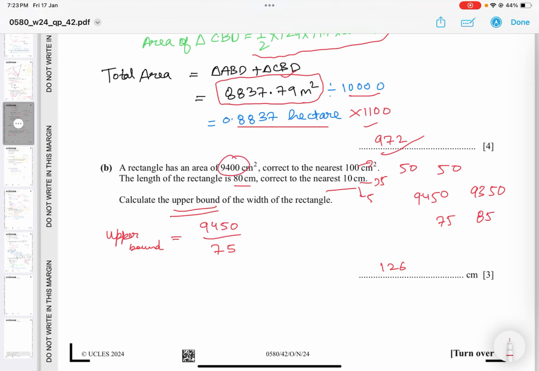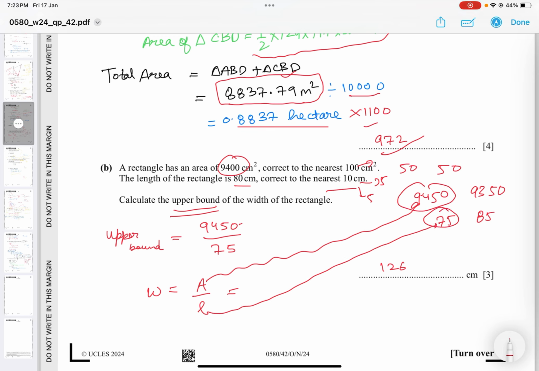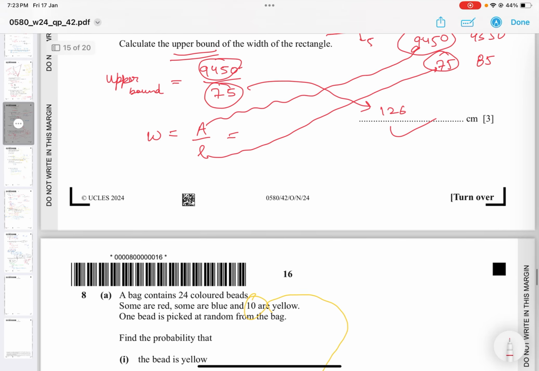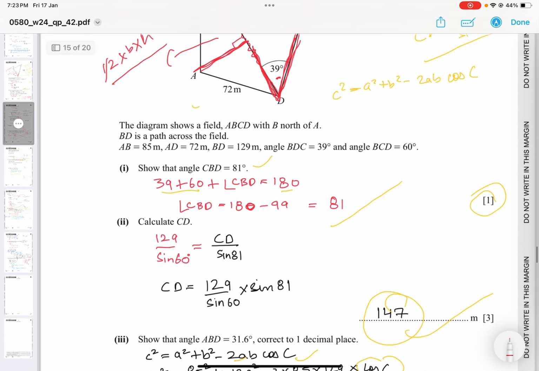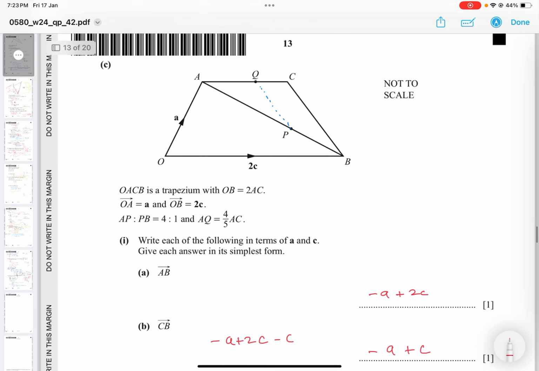We have to find the upper bound for the width of the rectangle. So how can we find the width? Width is area upon length, right? So to find the upper bound, we will use the maximum value in the numerator and the lowest value in the denominator. I will pick up these two values, divide them, and I can find my answer as 126. Very good. Let us jump on to the next question now.